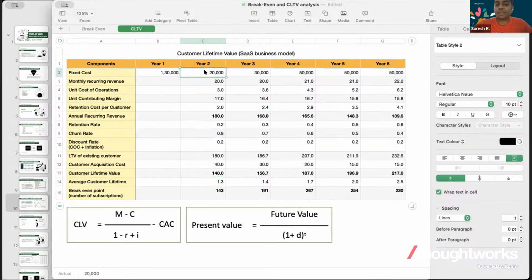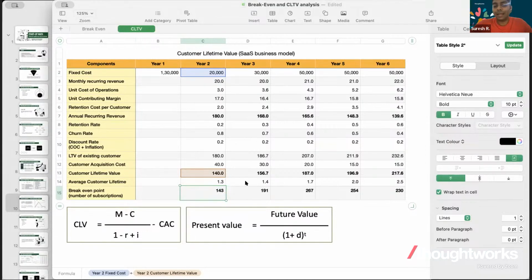But I also have a fixed cost, right? It could be for my property, and for the bills that I would have to pay consistently year on year or month on month. For the first year, my fixed cost is 20,000. How many subscriptions should I make to ensure that I'm able to meet my break even? Here it says that I have to have 143 subscriptions to ensure that I break even in year 1.